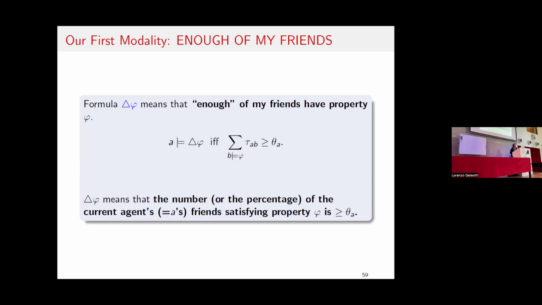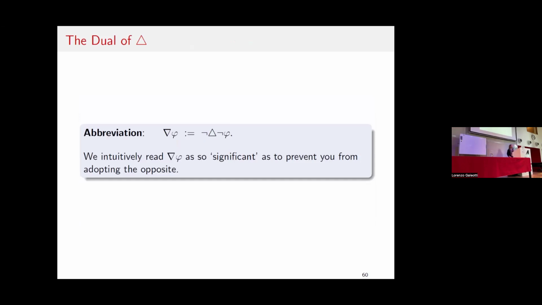Now, what does my triangle phi mean here? Well, it's going to encode my influential circles of friends. So triangle phi means, in the weighted model, that the sum of all my friends would be bigger or equal than my threshold. It's like I have enough friends that have property phi for me to be influenced to adopt property phi. So that's what triangle means. So indeed, I'm evaluating this for the agent A, so it's A's friends is bigger or equal than her threshold, theta A. There is a classical dual for this triangle, which is the nabla modality. The nabla modality would then have a meaning such as: it's significant enough for you to prevent adopting the opposite, so not triangle, not phi, right? So it would be a significant amount of people that prevent you from adopting not phi.